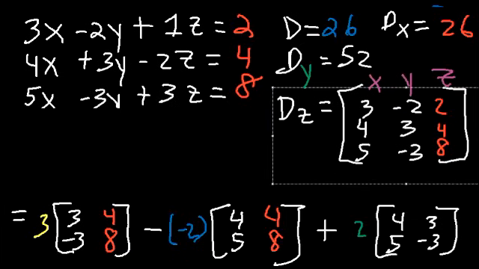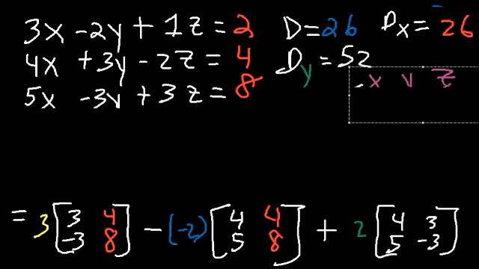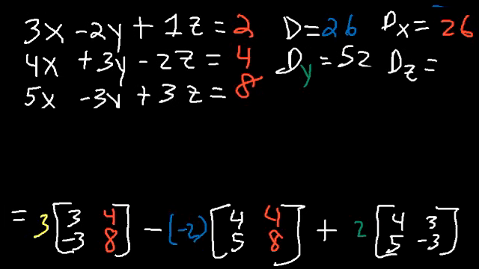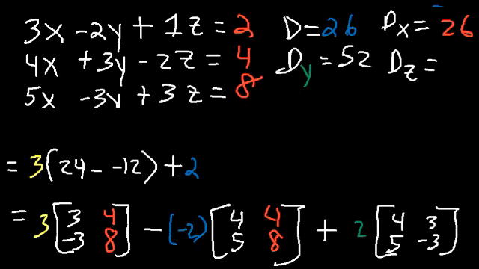So let's make some space. Let's get rid of this. We don't need that anymore. And now let's find dz. So it's going to be 3 times 3 times 8, which is 24, minus negative 3 times 4, which is negative 12. And then negative times negative 2 is positive 2, multiplied by 4 times 8, which is 32, and then minus 5 times 4, which is 20.